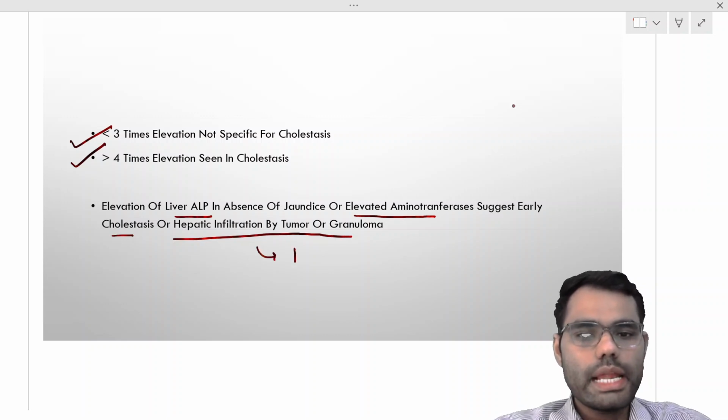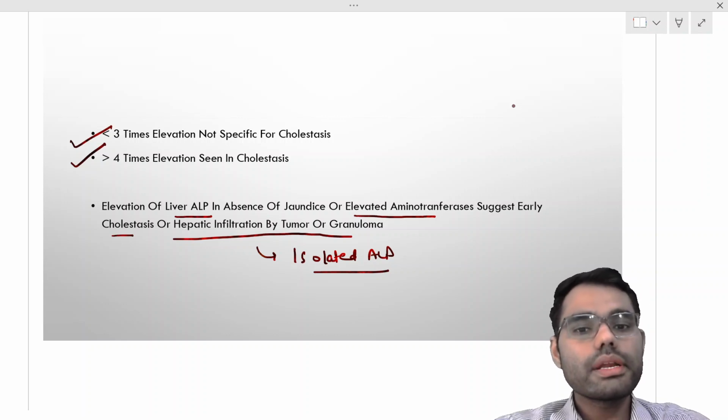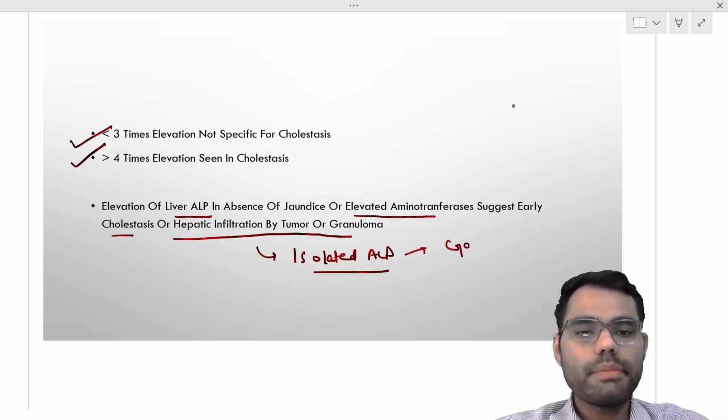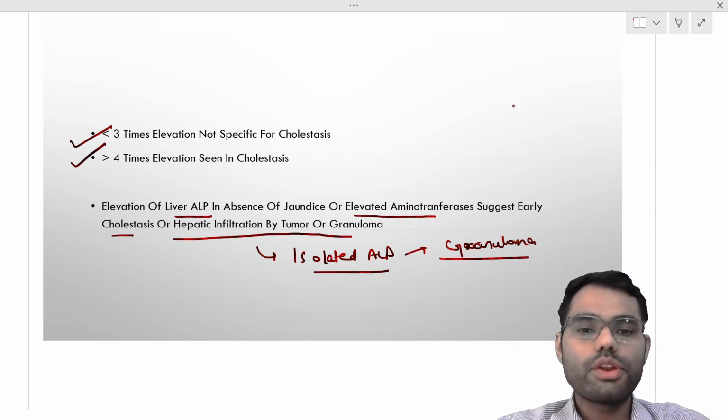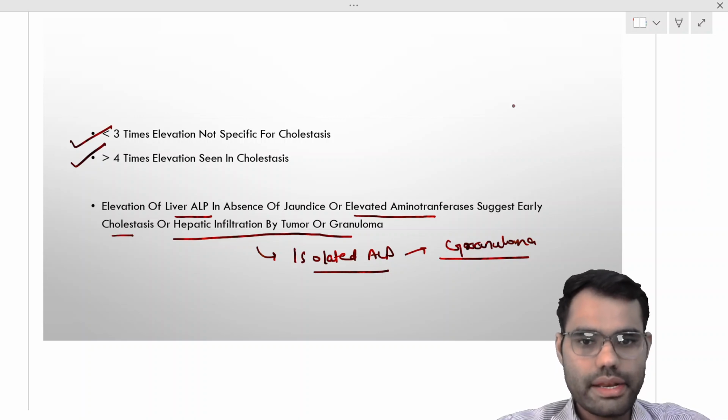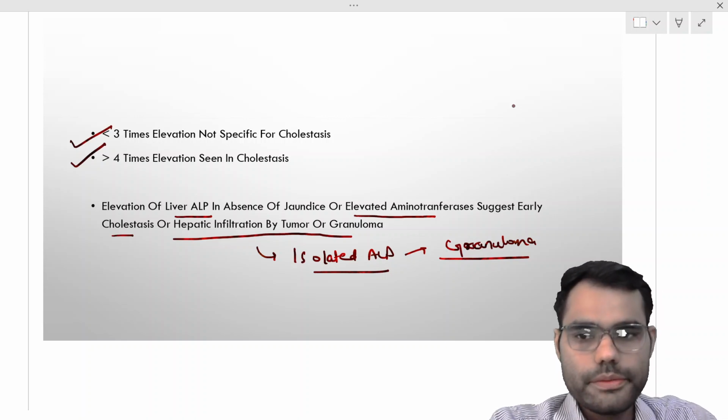So isolated ALP, when elevated, could be because of bone involvement, small intestine, or placenta, or it could be early infiltration by granulomas, specifically in sarcoidosis. Right, so we can get an early isolated raised ALP in sarcoid, and also in TB, when it infiltrates as granulomas in the liver, with a normal bilirubin and normal SGOT and SGPT levels. This is one thing that we should remember.